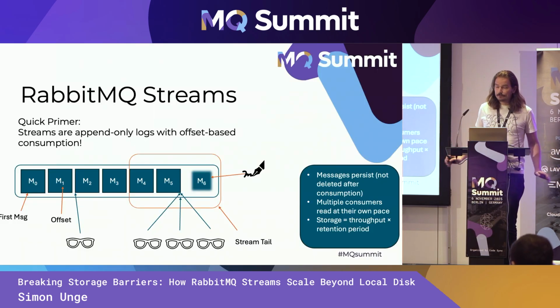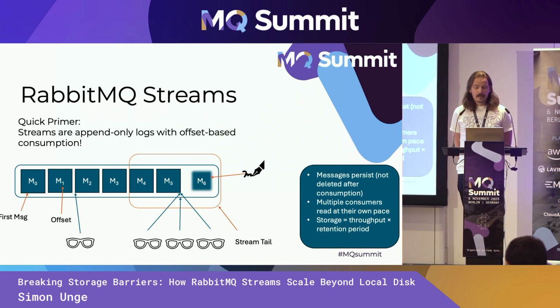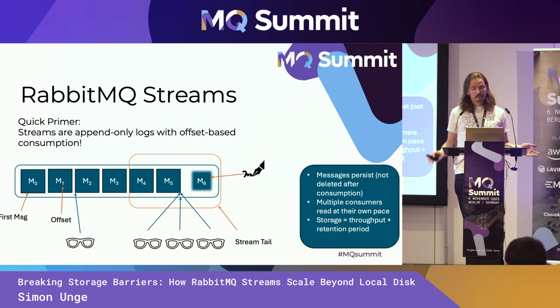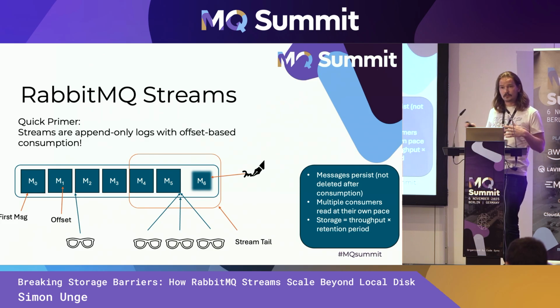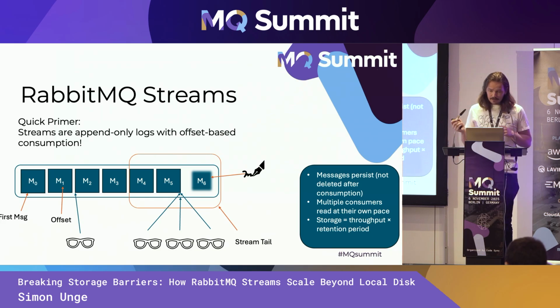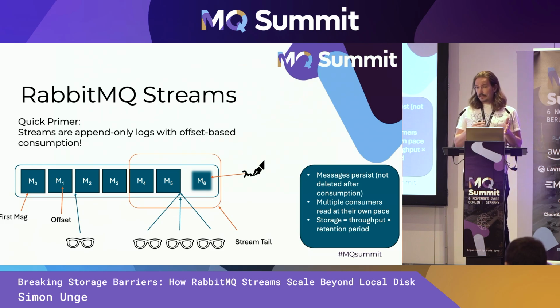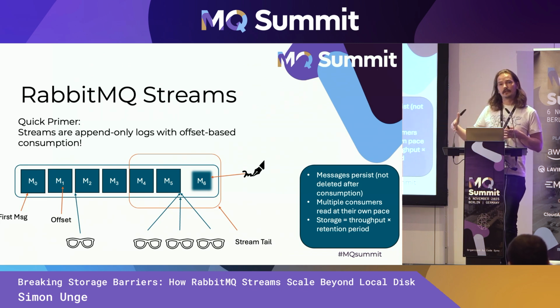Firstly, a little quick primer for the ones out here who do not know what RabbitMQ streams are. They are an append-only log, one of the queue types of RabbitMQ with offset-based consumption. Think Kafka topics or a database transaction log. That means messages get written by multiple writers to the tail of the log, to the very tip of the tail. And you have multiple consumers, and the consumers can start reading from the log at any point that they choose, an offset, and they start reading from that offset towards the tail of the log, and eventually they end up at the tail.